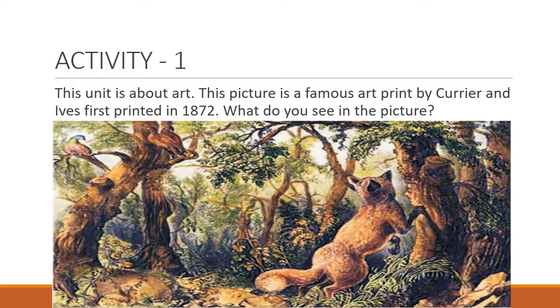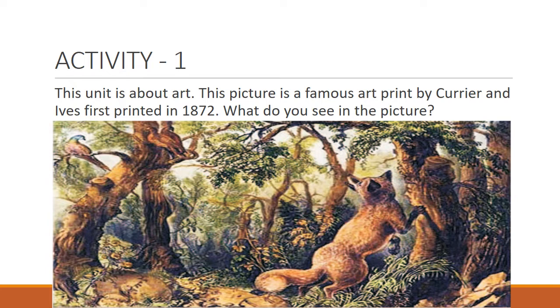Now this chapter is about art, so we'll be studying various kinds of art. In the first activity, let's see what we have to do. Activity 1. This unit is about art. This picture is a famous art print by Currier and Ives, first printed in 1872. What do you see in the picture?